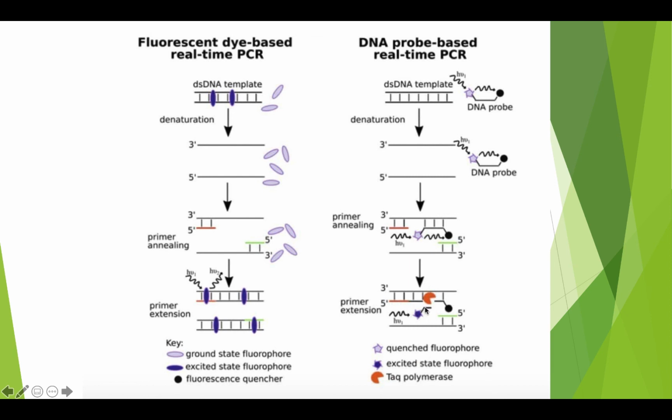So the more probe that binds and gets incorporated into the double strand, the more probe is being removed by the polymerase, and the more excited-state fluorophore you have. The concentration increases, and you get the same thing. You still have a background level, and then the threshold level, but this is just a slightly more specific way of doing it.